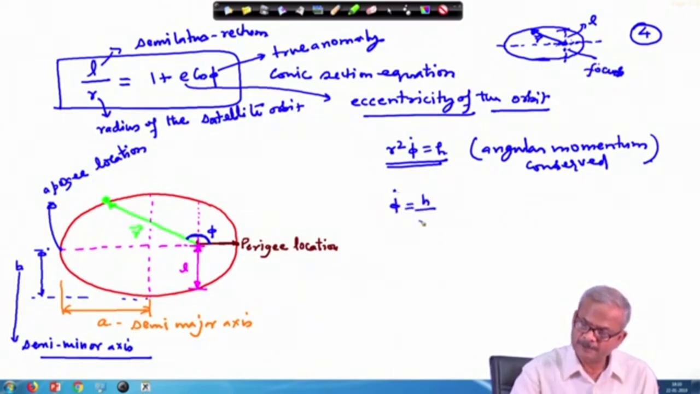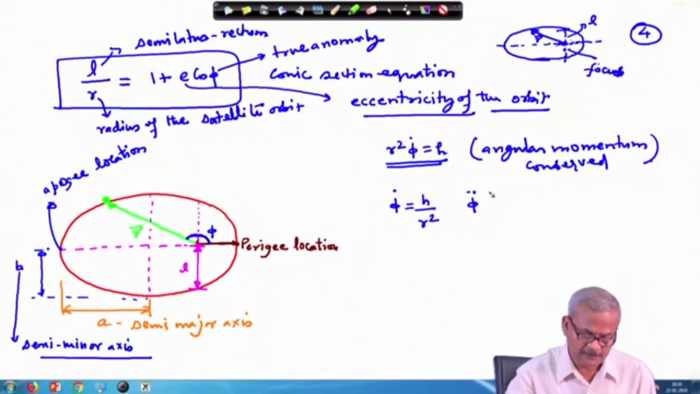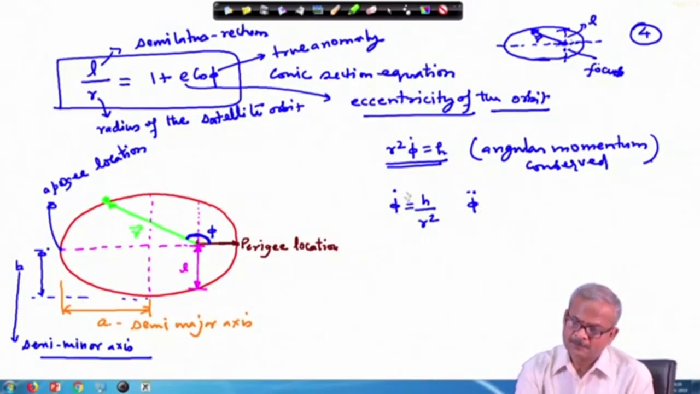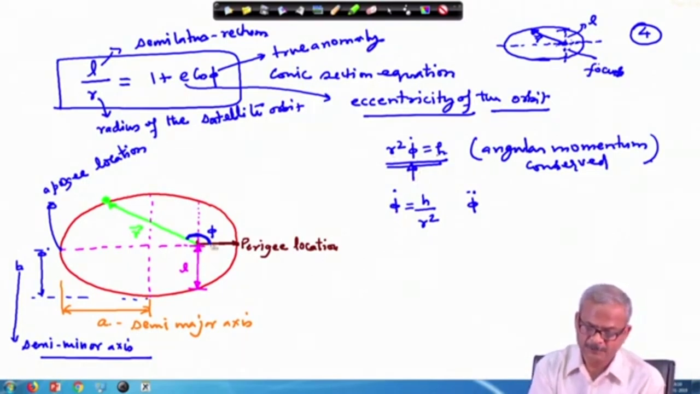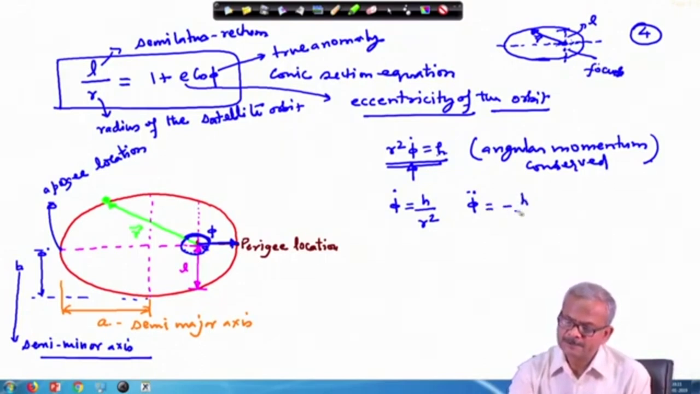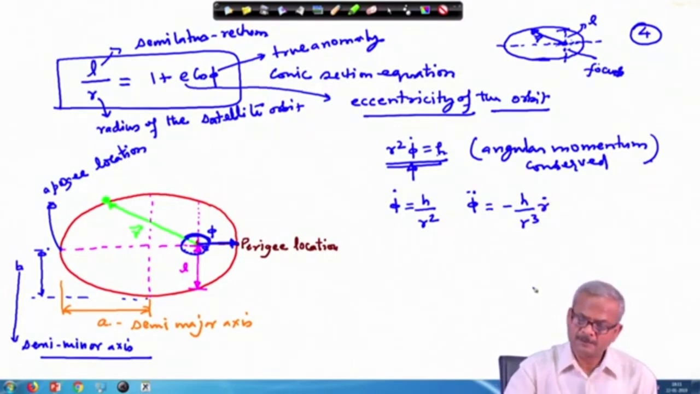So, phi dot from here we get as h by r square, and phi double dot: the rate at which this angle is changing is directly available to you. As r changes along the orbit, you can see this is the smallest possible r, from this place to this place. As we move along the orbit, r keeps varying. So, phi double dot from this place is minus 2h by r cube times r dot. Now, r dot we have to insert here to get the complete solution.